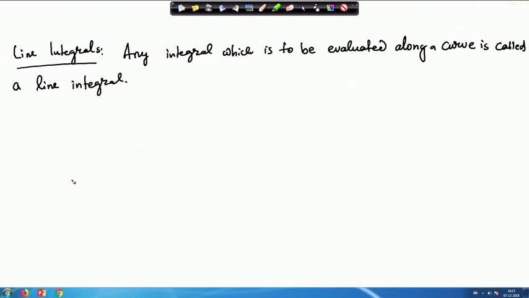So basically, we know the equation of a curve. Suppose the equation of the curve is given by r(t) = f(t), which is basically x(t) i, three components: x(t) i, y(t) j, plus z(t) k, be the given equation of the curve.